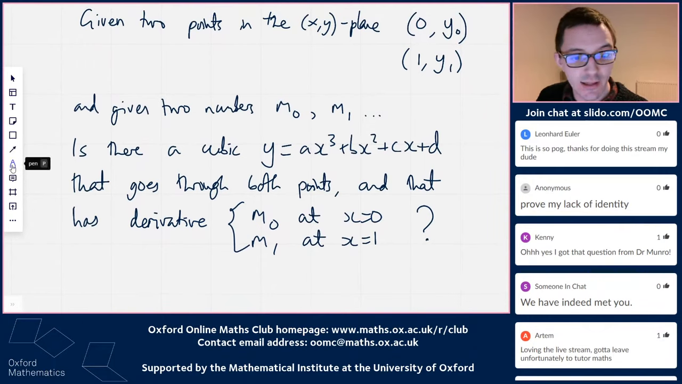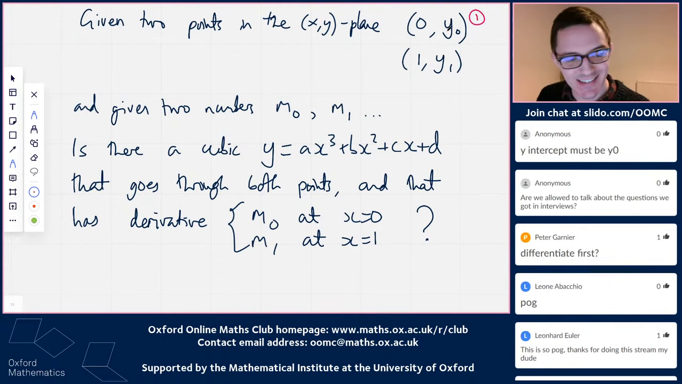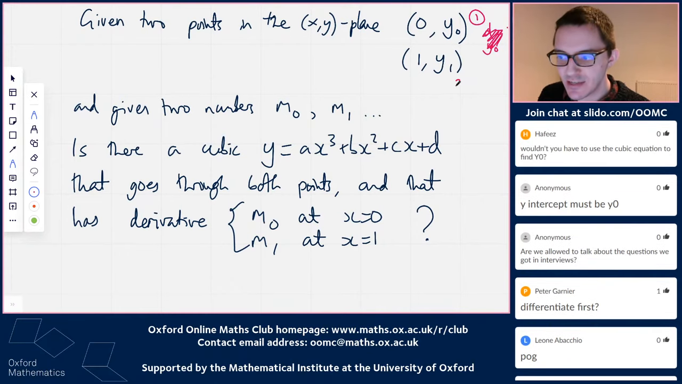And if you apply these conditions, I'm not going to do all of the algebra, but you get an equation from sending the cubic through this point. I think it just says D equals Y naught, so it's quite a nice equation. If you send the cubic through this point, you get another equation through 1, Y1. The y-intercept is Y naught, and it means that D is Y naught in terms of the coefficients.